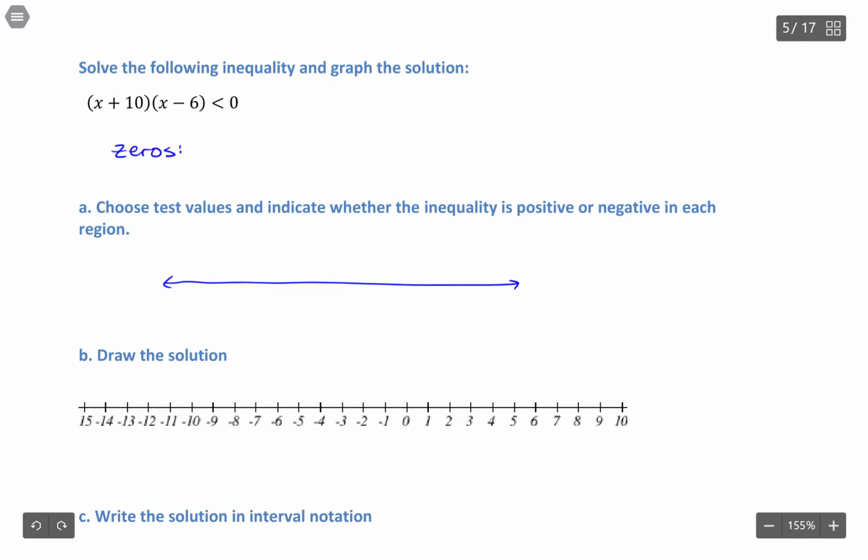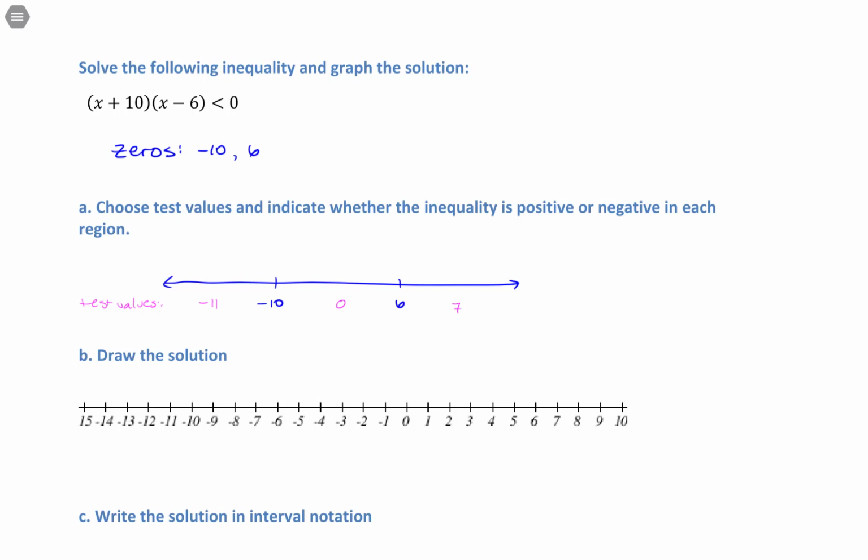So the zeros here are, of course, -10 and +6, because we take each factor, set it to 0, and solve. Now we put those zeros on a number line, and we test which intervals are positive and which intervals are negative by picking test values. So my test values here: something that's less than -10 will work just fine, so I'll pick -11. If I chose 0, that's in the interval from -10 to 6, and 7. I generally just pick the smallest values that work.